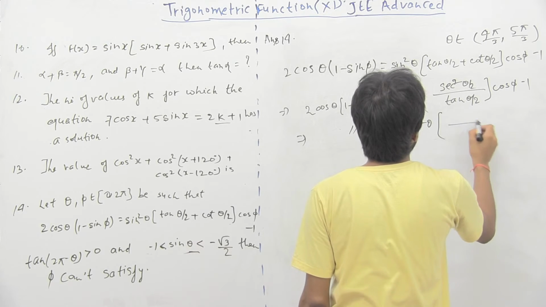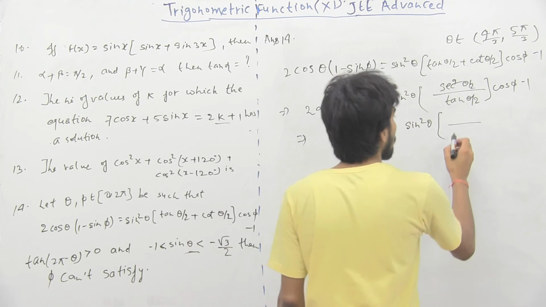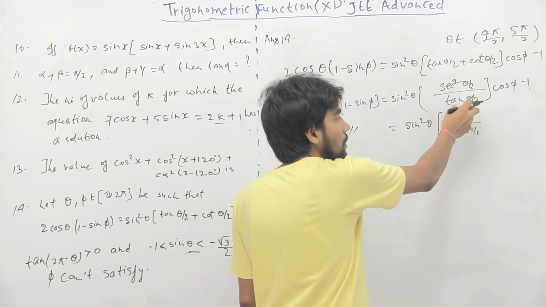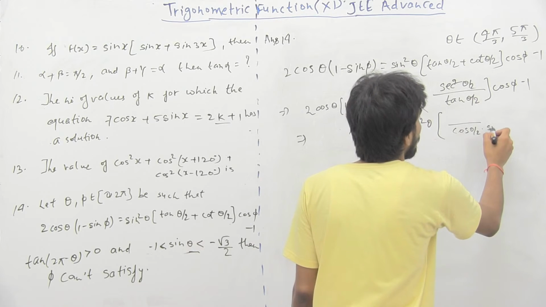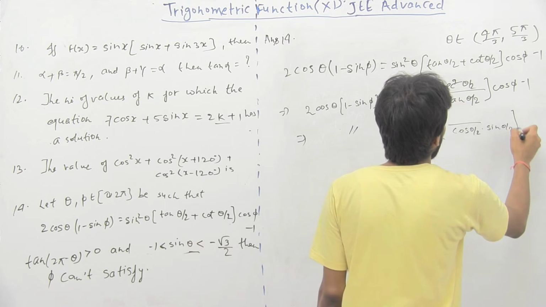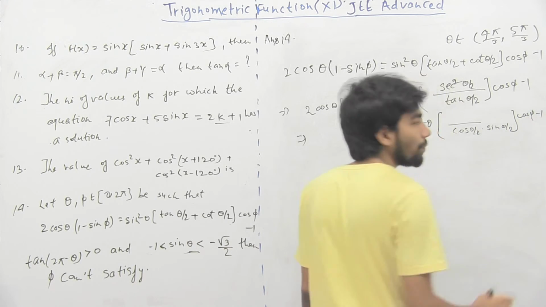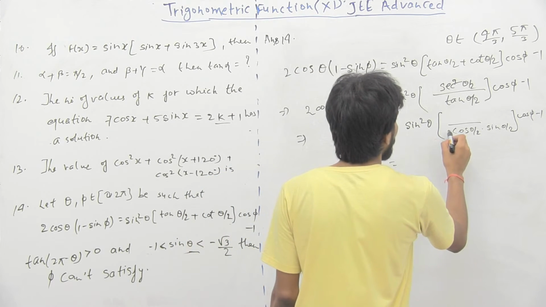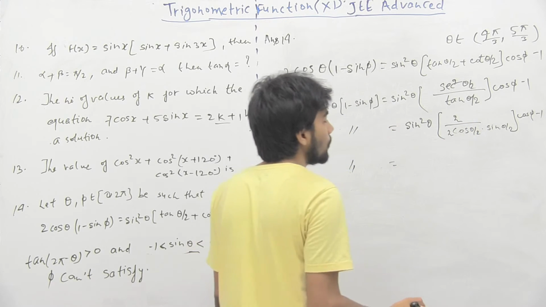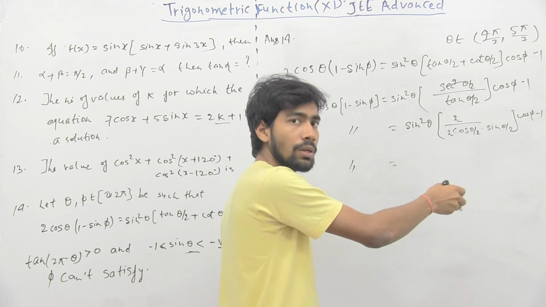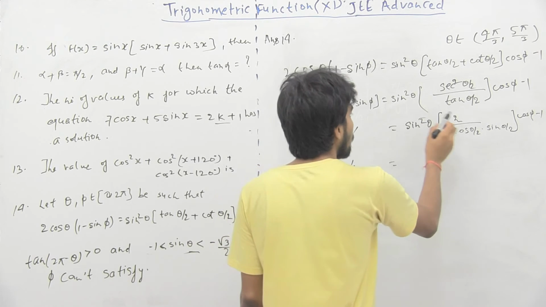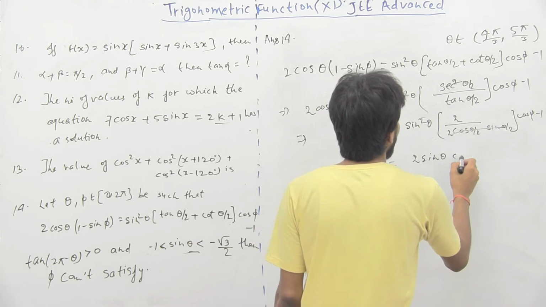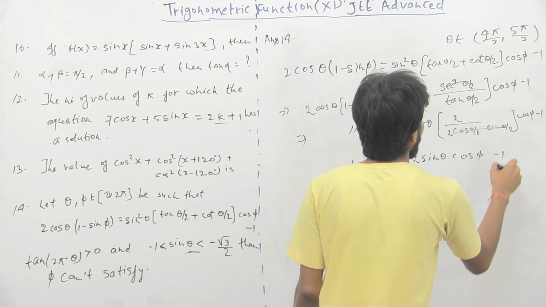So here write sec²(θ/2) equal to 1 by cos²(θ/2). So there will be 1 cos(θ/2) and the other will get cancelled with sin(θ/2) divided by cos(θ/2). So here it will be sin(θ/2). Okay. Further multiply it with 2 and divide it by 2. So 2 cos(θ/2) into sin(θ/2) is equal to sin θ. So here it will get cancelled and we will have 2 sin θ into cos φ minus 1. Okay.